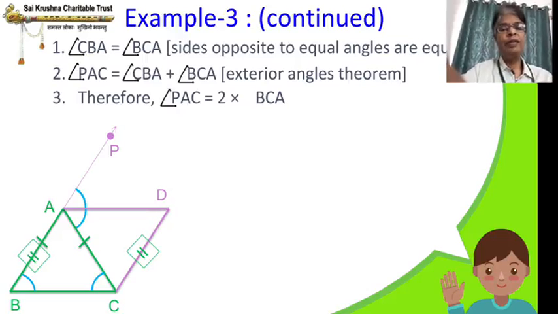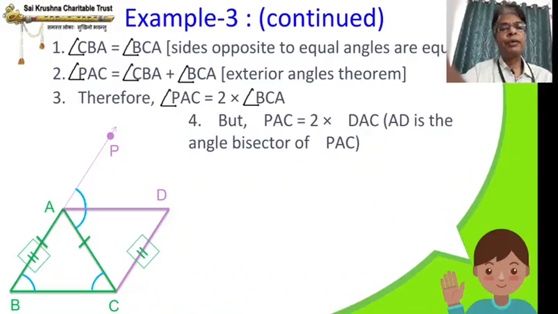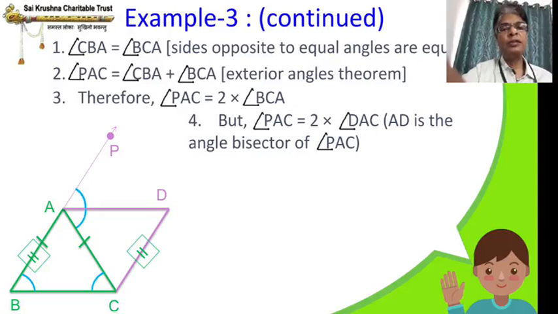Therefore, angle PAC equals 2 into angle BCA, because CBA equals BCA, so it becomes PAC equals 2 into BCA. But PAC equals 2 into DAC. The reason? Yes, AD is the angle bisector of PAC. Therefore, DAC and PAD are both equal, so PAC is 2 into DAC.